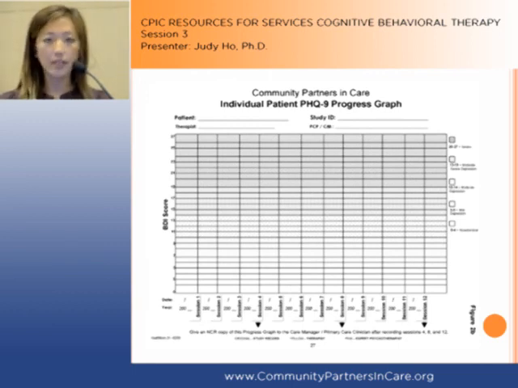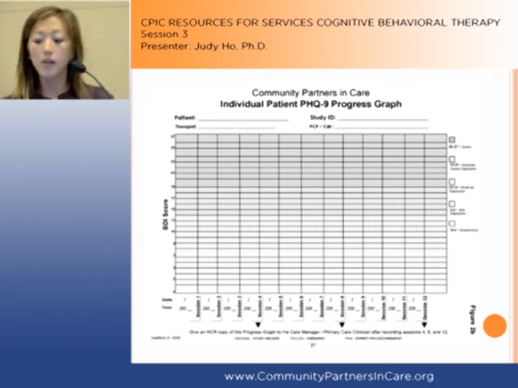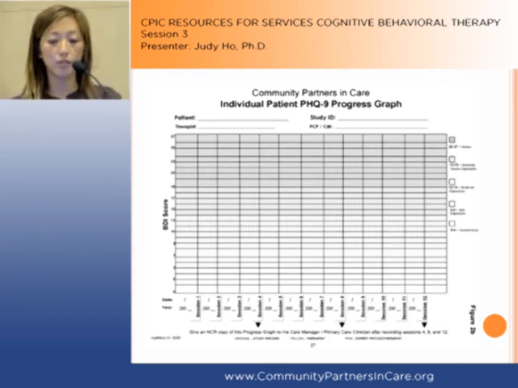The PHQ-9 is scored on a dimension of 0 to 4 means none to minimal depression, 5 to 9 is mild depression, 10 to 14 is moderate depression, 15 to 19 is moderate to severe depression, and 20 to 27 is severe. This is a good way for the client to keep track of how their depression is progressing throughout the treatment as well, and to show them where the spikes and the peaks are and where the valleys are, so they can be a little bit more attuned to the events that are happening that might be triggering their depression responses.